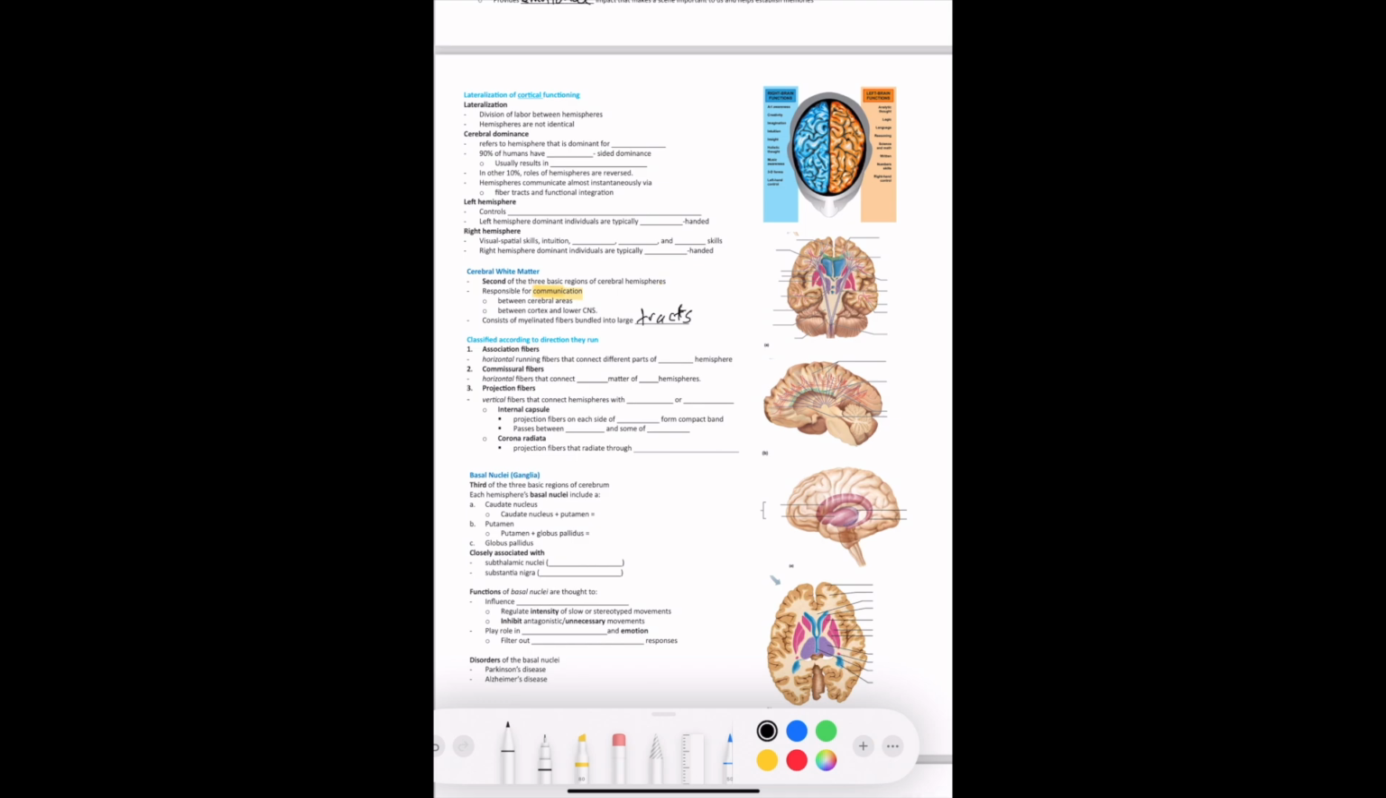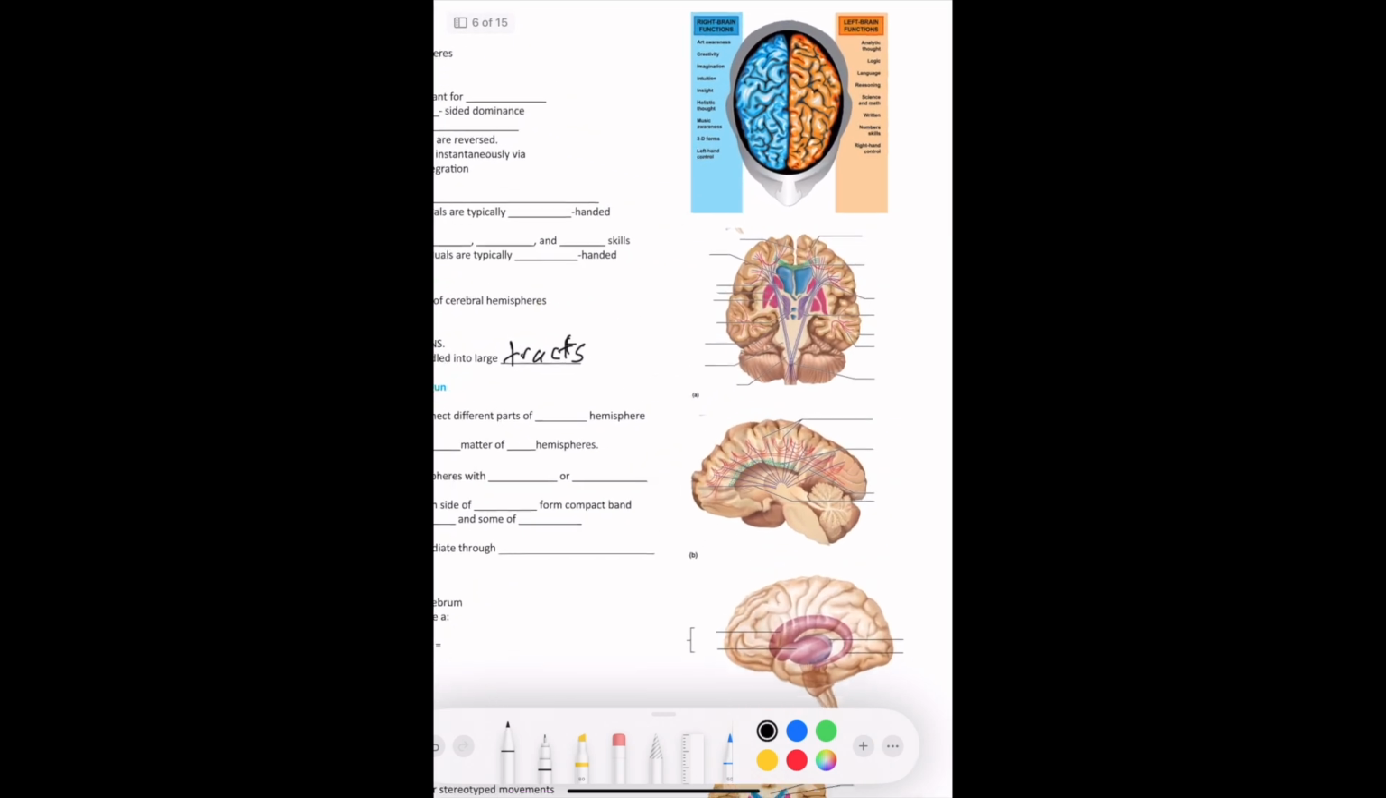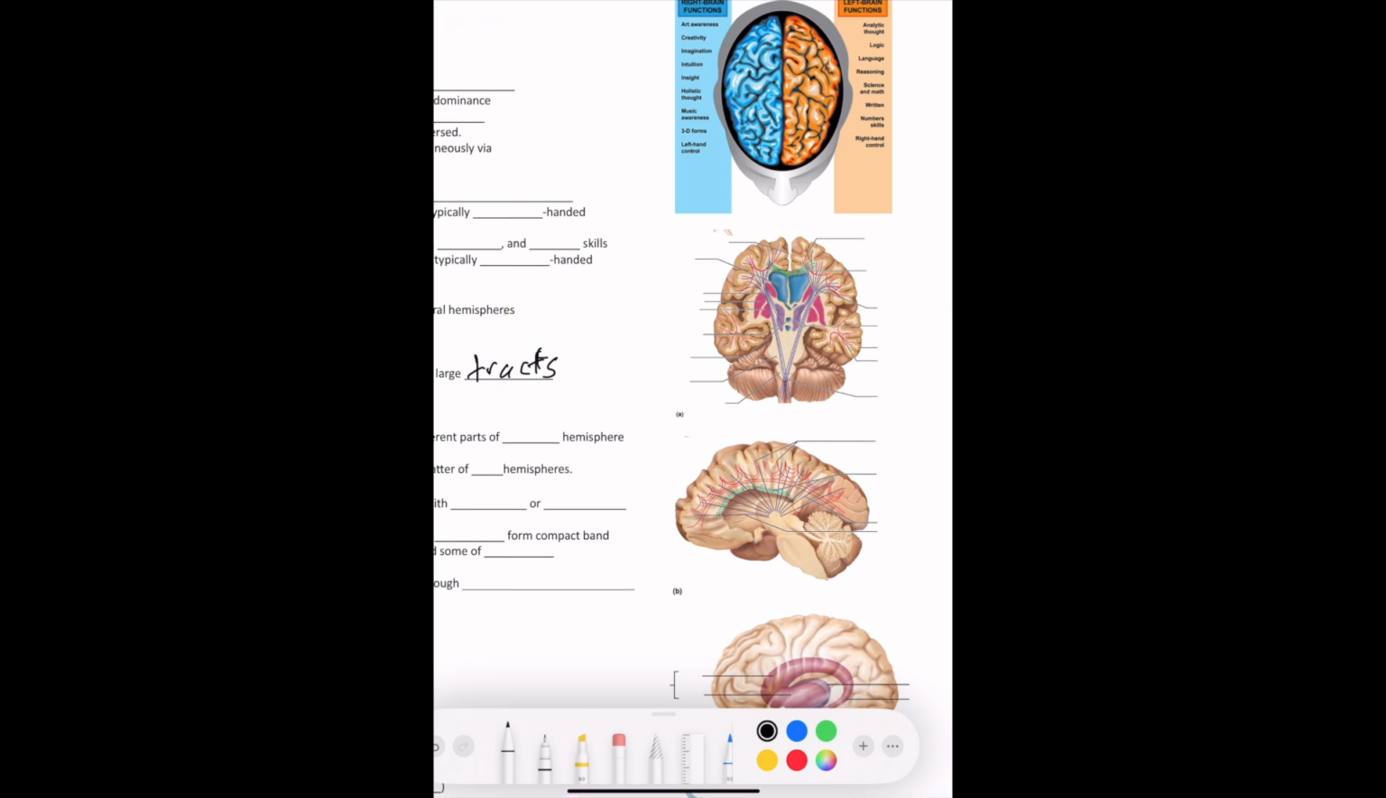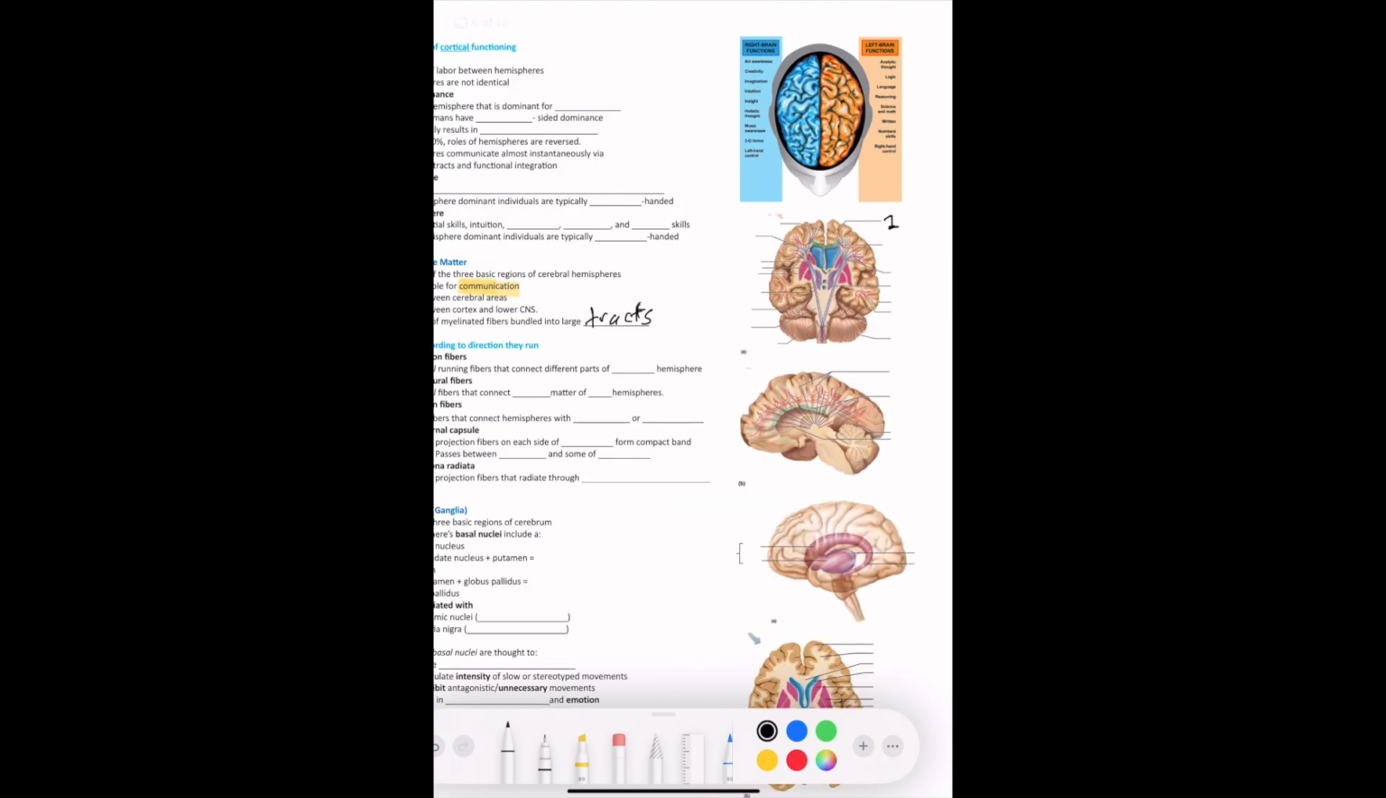So for instance, the association fibers, that's number one. We can see that here in this pinkish red color, connecting the same side of the brain. The next one to discuss is our commissural fibers. The specific structure here in green is the corpus callosum. The corpus callosum is connecting both of these hemispheres together, the right and the left side of the brain.